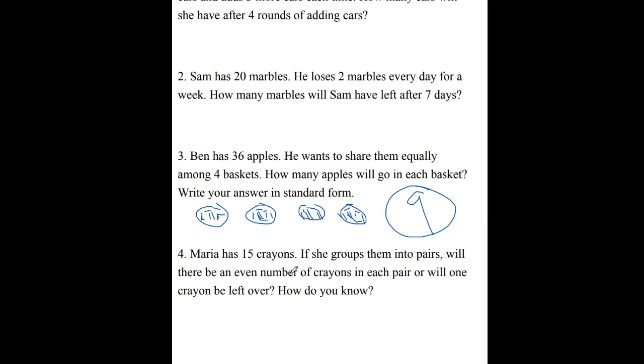Maria has 15 crayons as she groups them into pairs. Will there be an even number of crayons in each pair? Will one crayon be left over? How do you know? So the answer is no, it cannot be evenly grouped into pairs, because pairs essentially means two of them, and an odd number divided by two will never have nothing left over, and since 15 is an odd number, we will have one left over. So with 15, you can make 7 pairs, but you will still have that one left over because you're not 16. So the answer is no, you will have one left over.